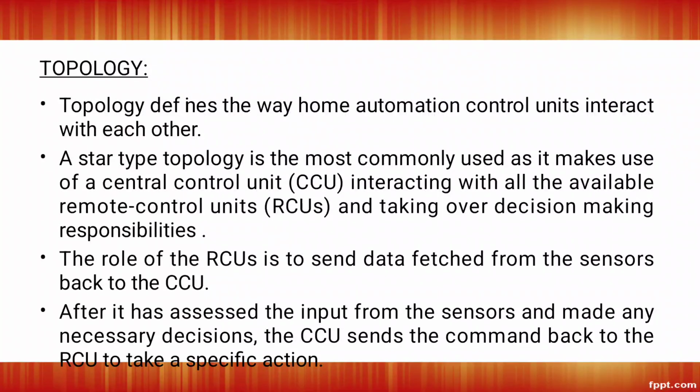Next is topology. Topology defines the way home automation components interact with each other. The star topology is the most commonly used. It has a central CCU and RCU interacting, and the CCU takes over decision making responsibility. The role of RCU is to send the data fetched from the sensors back to the CCU.